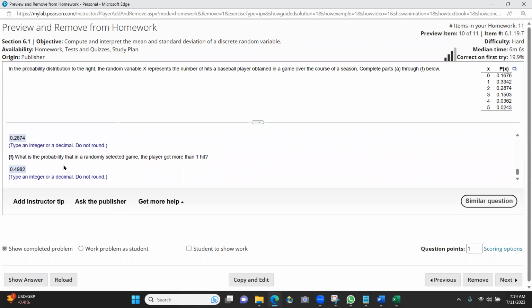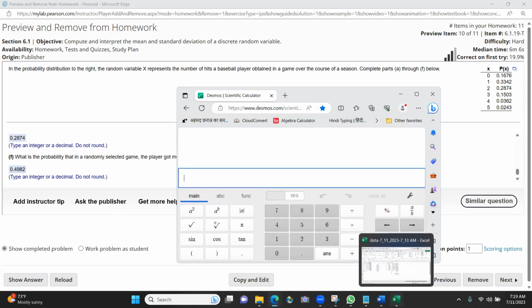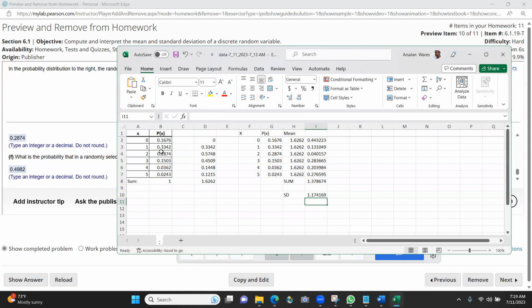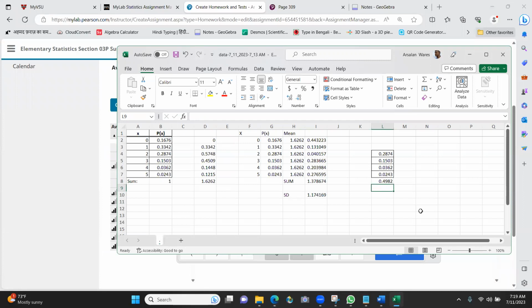No big deal. What is the probability that a randomly selected player got more than 1 hit? Okay, guys. More than 1 hit means you add 0.2874 and all those, and hopefully we're going to get the number they got. Well, we can actually do it in Excel. I'm going to add all of this, paste them here, add them here as follows. 49, that's exactly what they got. And that's it, guys. It's not a very difficult section.